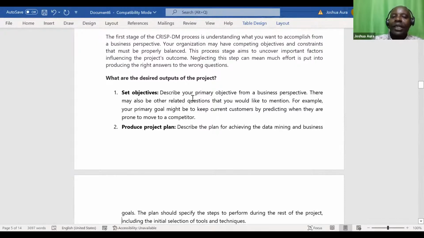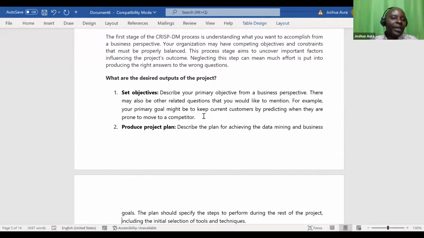Set objectives. Describe your primary objective from a business's perspective. I would want in this case here, for example, to analyze data for IBC for purposes of this and this. There may also be other related questions that you would like to mention. For example, your primary goal might be to keep current customers by predicting when they are prone to move to a competitor. Like now, some of you may be moving to a competitor. So what do I need to do? I need to analyze data and of course, realize what you guys in this case here may want to remain with me.